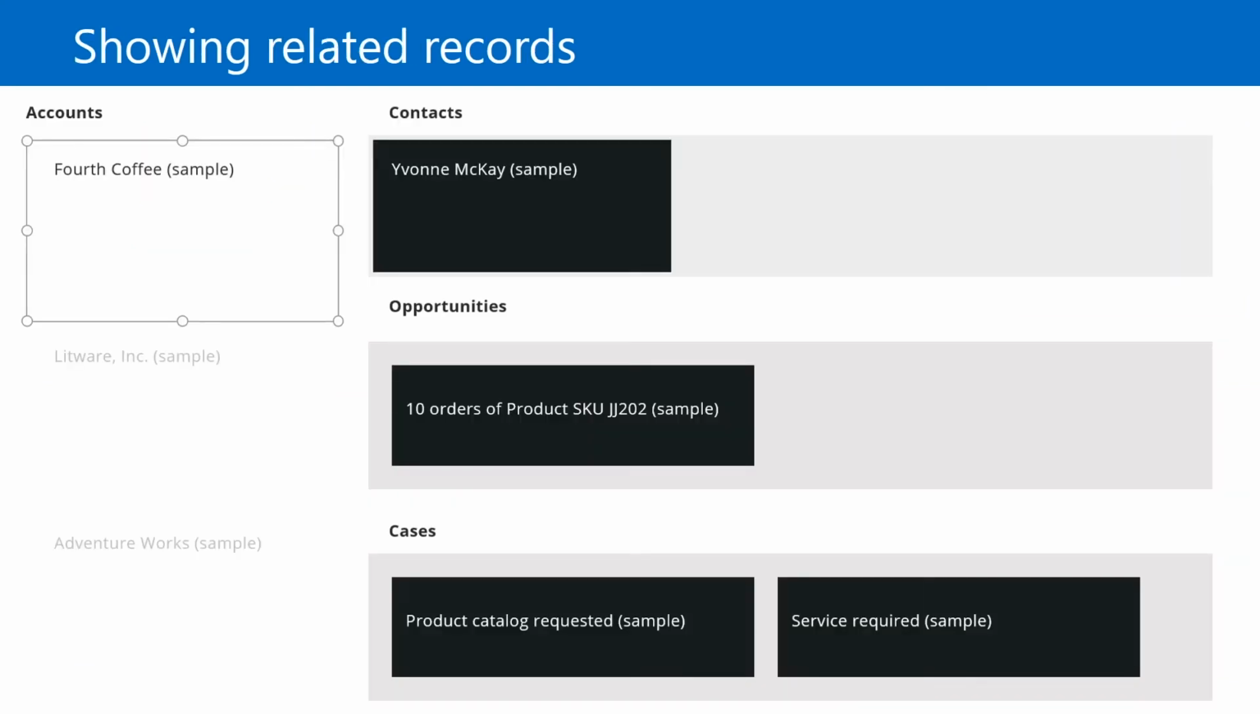Now let's look at an example of showing related records. This is a common scenario also. For example, I'm looking at accounts. I pick one of the accounts. I want to see all the contacts, the opportunities, the cases. And you can kind of see the data that I have there. And I want to give a full picture across the entities all on one screen.